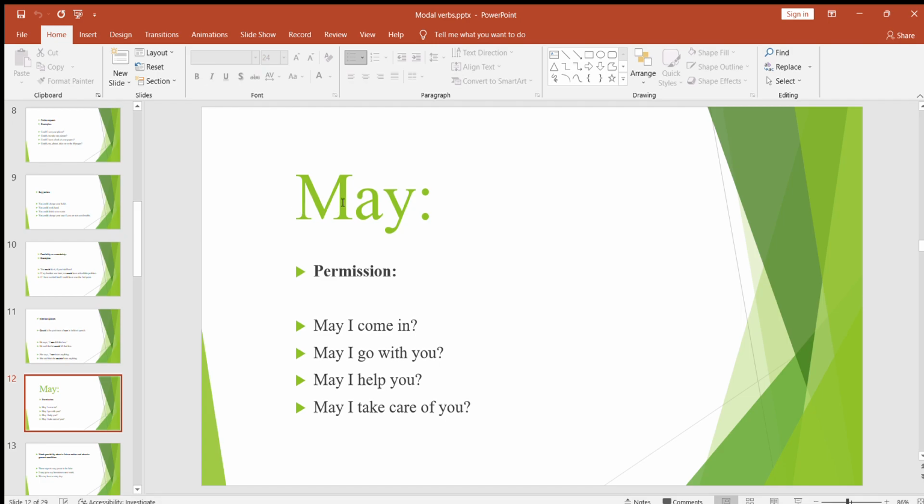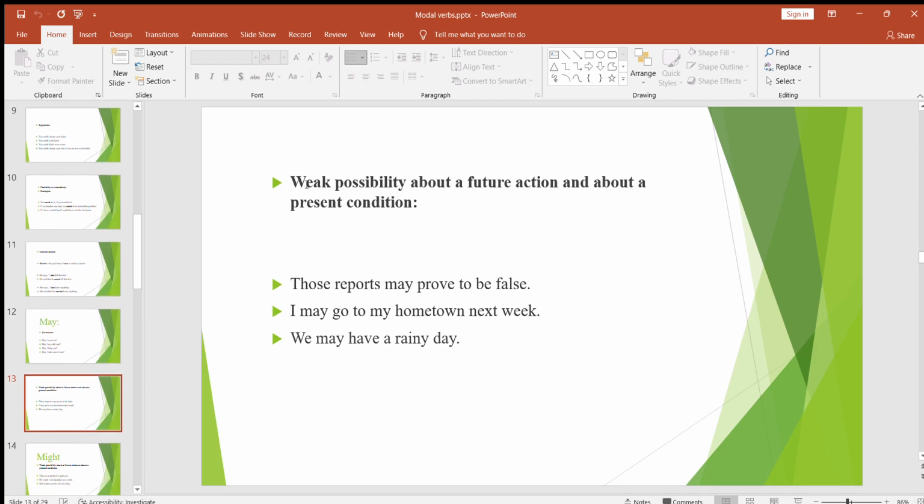Then we learned this modal verb may, and the first use of may was permission. Then the next one was a weak possibility about a future action and about a present condition. This was the second use of may.